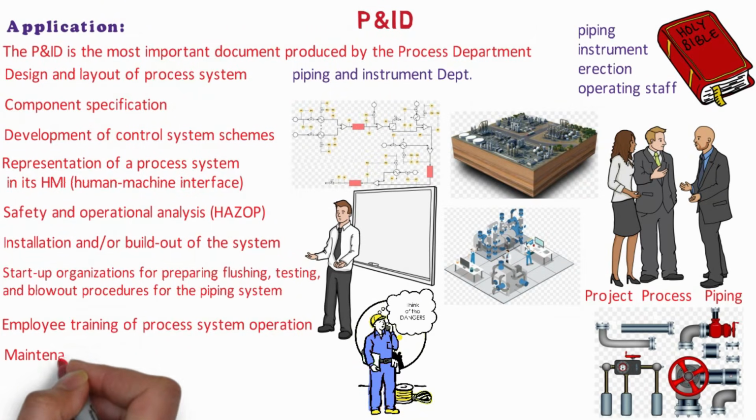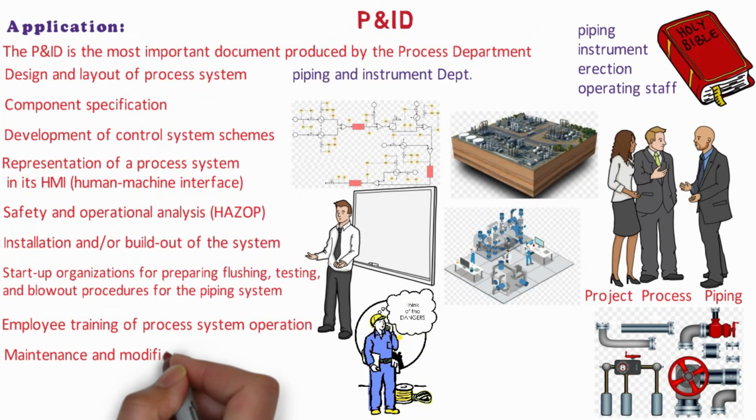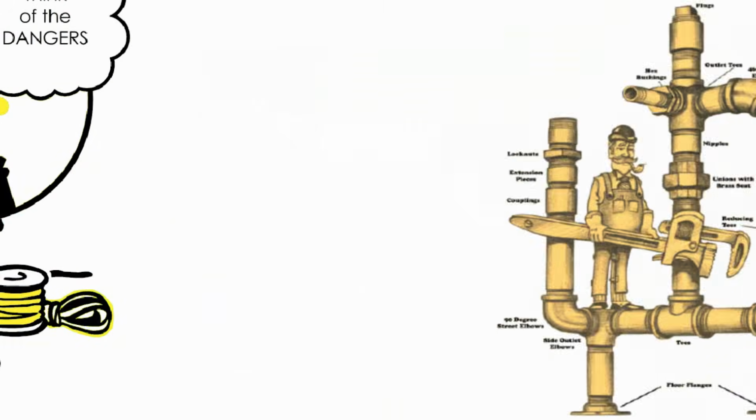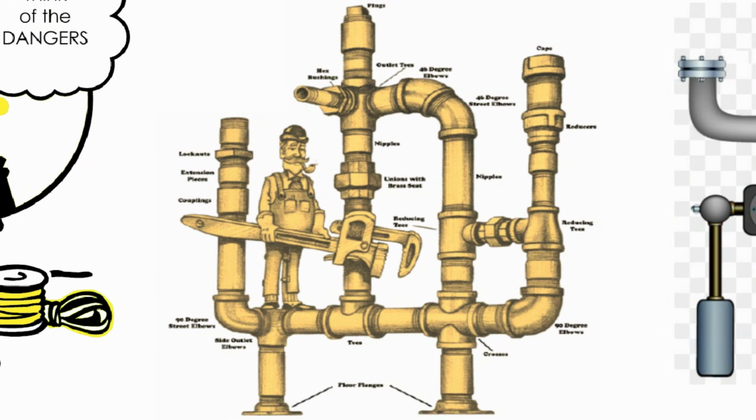Maintenance and modification to the system. P&IDs also play a significant role in the maintenance and modification of the process after initial build. Modifications are red-penned onto the diagrams and are vital records of the current plant design. And there are many more applications of P&ID.